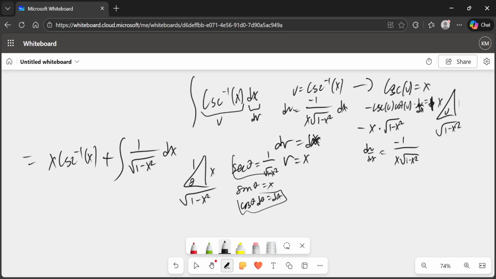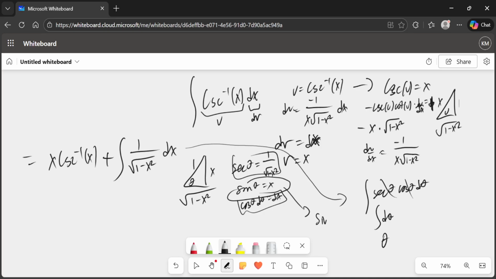Okay, so we have that. So this is equal to, off to the side, I'm going to do it. Secant theta cosine theta d theta. So that's just d theta. Those cancel out. So it is theta. And the easiest thing here is to use this one. Sine inverse x equals theta.